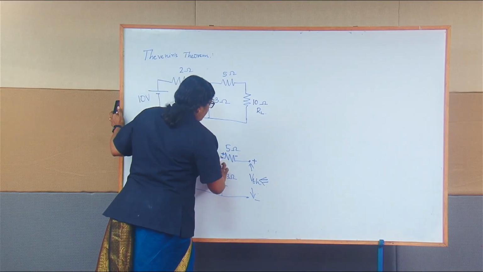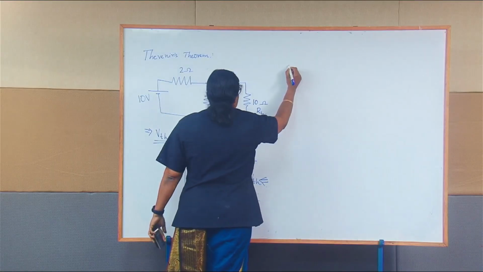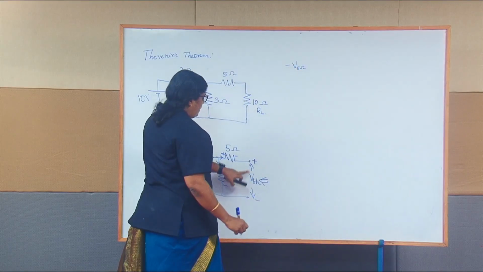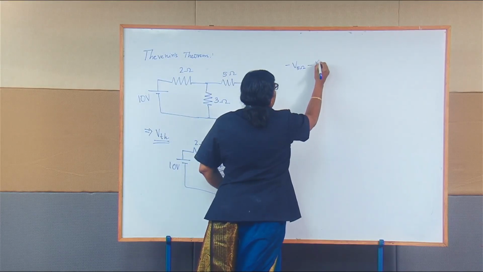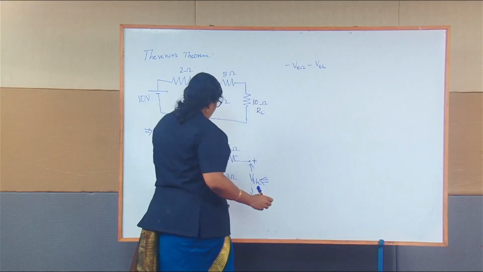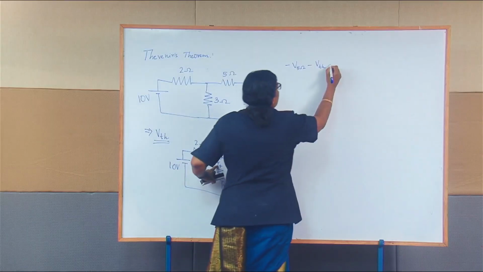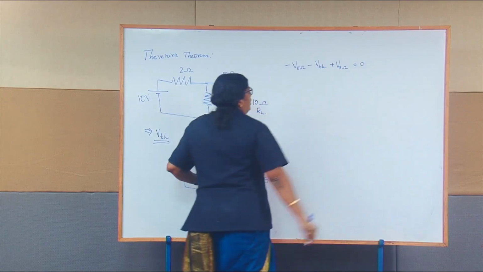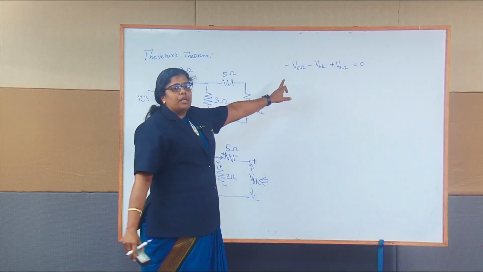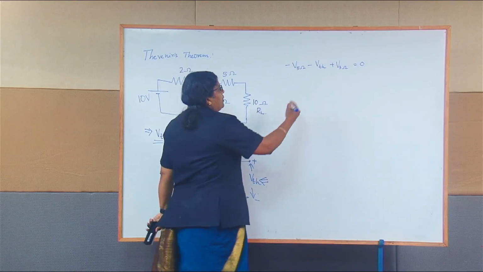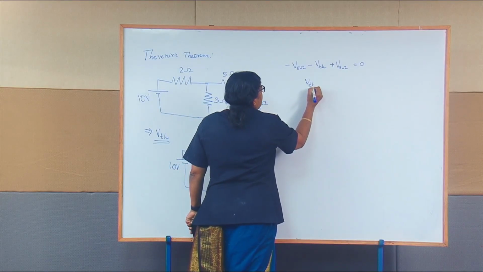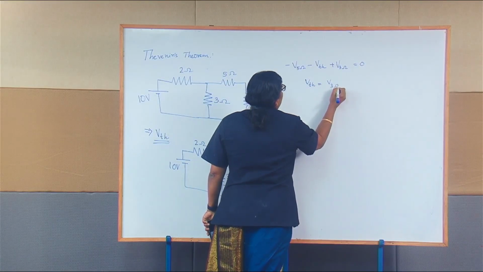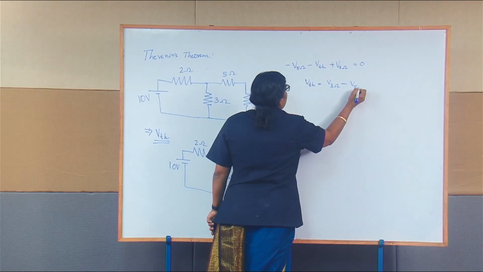So I'm starting from this point. I'm writing this as plus to minus is minus voltage across 5 ohm, minus V Thevenin, and minus to plus is plus voltage across 3 ohm, that is equal to 0. So you have written this equation by using your KVL. Now you can write V Thevenin is equal to V 3 ohm minus V 5 ohm.